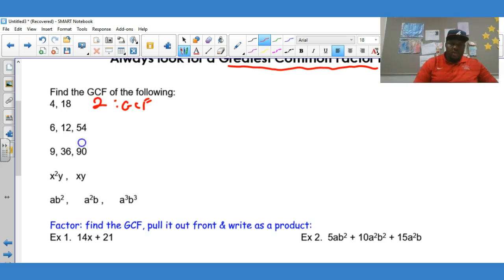Right here, the greatest common factor between 6, 12, and 54 is going to be 6. The greatest common factor right here between 9, 36, and 90 is going to be 9. All right, 9 is the greatest common factor.